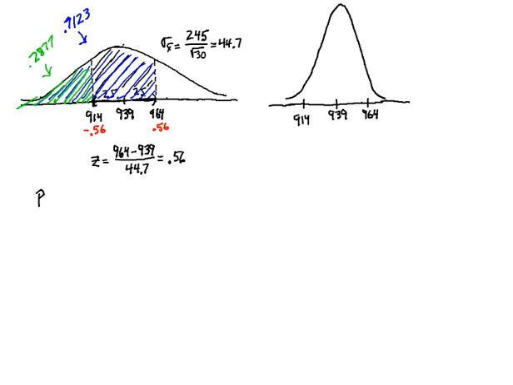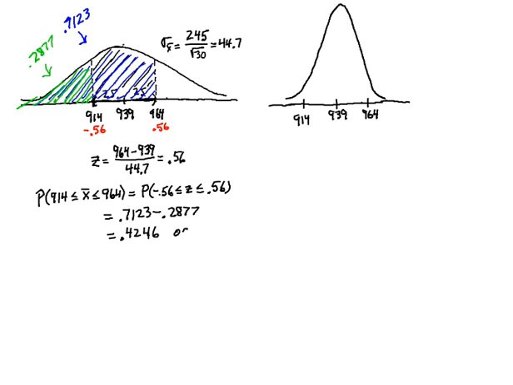So, the probability that my X bar value is between 914 and 964 is equal to the probability, we'll change these to z-scores, that the z-score is between negative 0.56 and 0.56, and that's equal to 0.7123 subtract 0.2877, which is 0.4246, or we can write that as a percent, 42.3%.